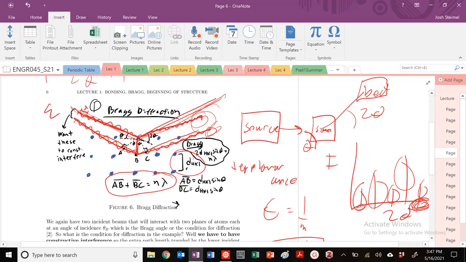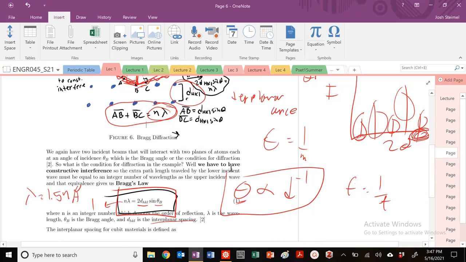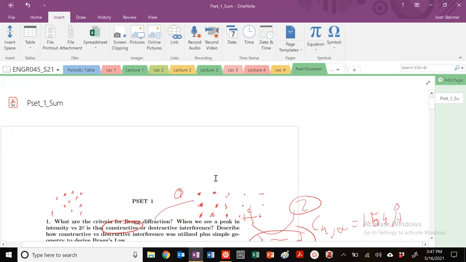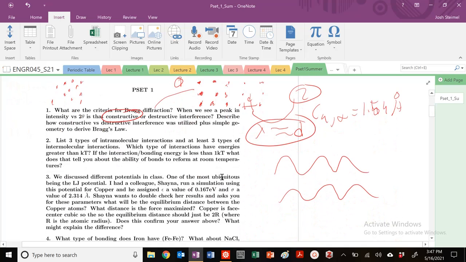So this extra distance traveled, AB plus BC, must be n, which is an integer number, times the wavelength. With simple geometry and figuring out sine and theta and Bragg angles, we're able to derive Bragg's law here, which is n lambda equals 2 d_hkl sine theta_B. Very similar to what we were talking about in our class. Excellent. So constructive interference, number 1 is done.